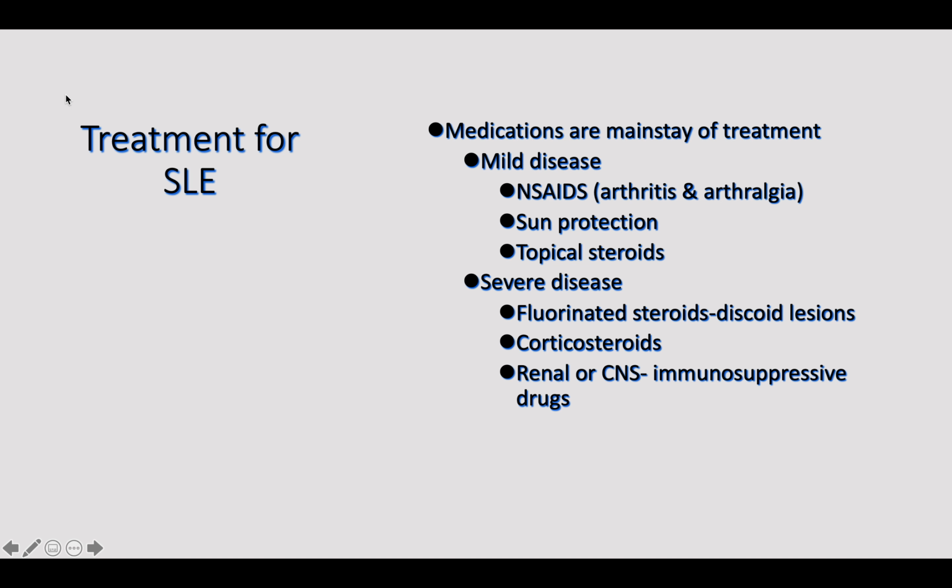Severe disease, there again you see the fluorinated steroids, discoid lesions, and corticosteroids. Those are very, very tough drugs. Very, very powerful anti-inflammatory drugs, but they're tough on the body, so we're going to wait till we have to give those. And then if there's kidney or central nervous system, which would be the brain, immunosuppressive drugs. And again, steroids, we're going to try to manage that massive amount of inflammation that's going on in the body and try to diminish that inflammatory response that has gone haywire in this disease.